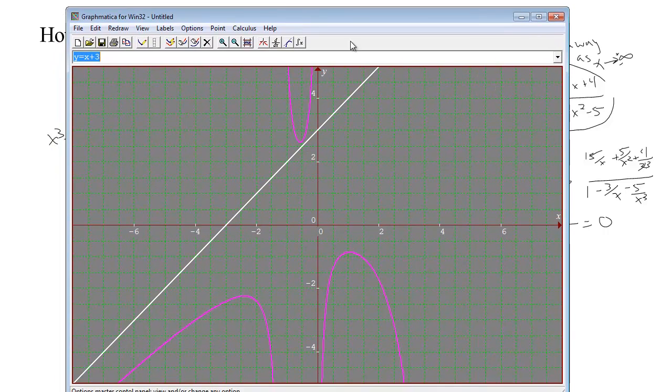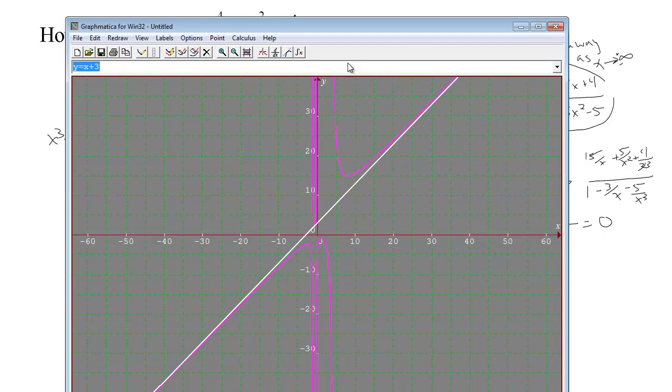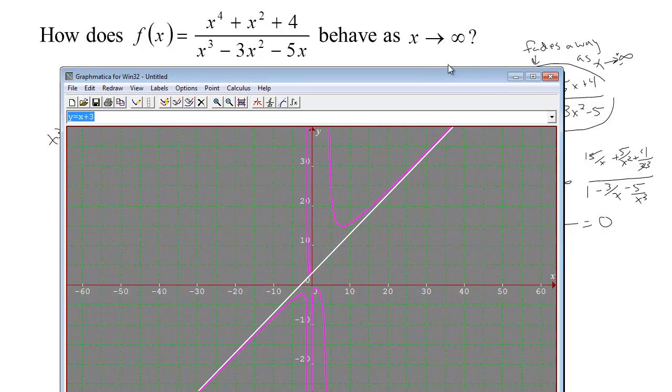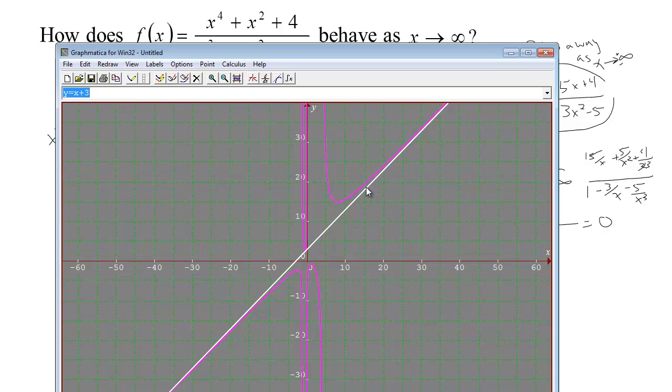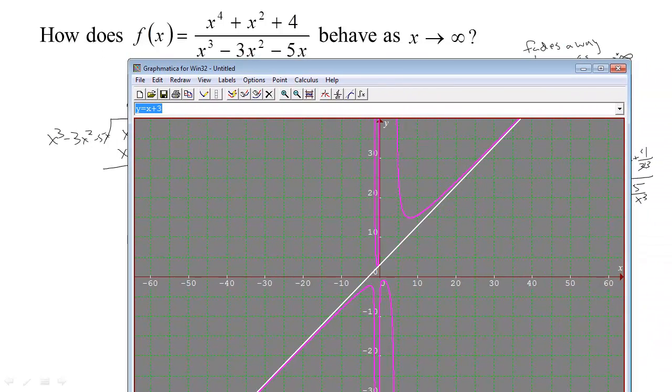Okay. Notice as we zoom out, there's our function. You can see until x gets about 10 away from the origin, there's lots of wiggling going on. That's determined by this remainder part, remainder over divisor. So that's a complicated function. But the further we get out, the more the function settles down to this line x plus 3. And we were able to analyze that by doing long division.